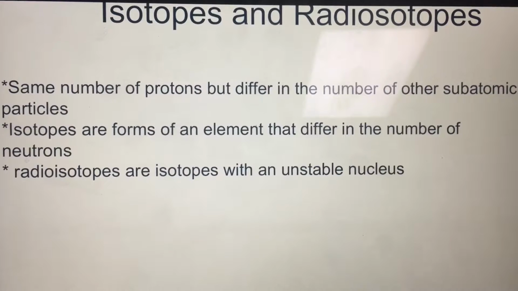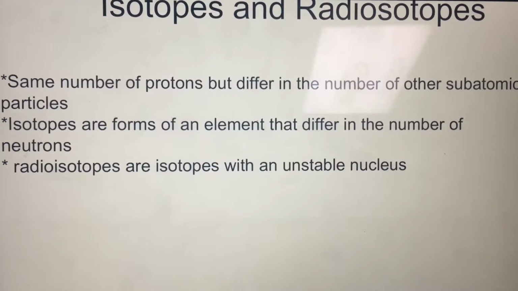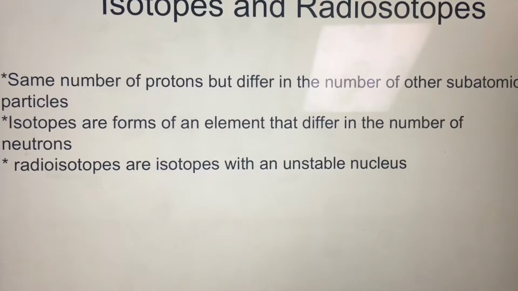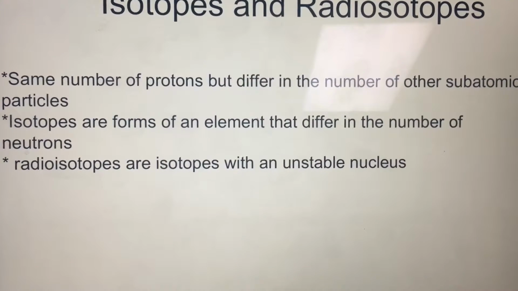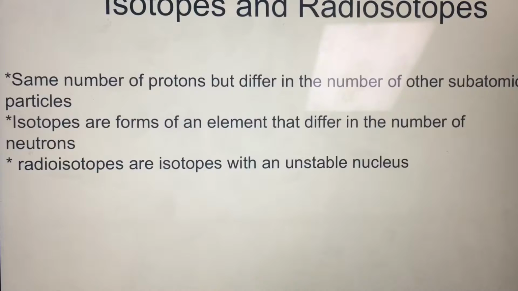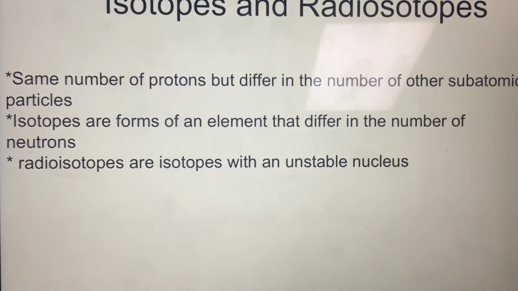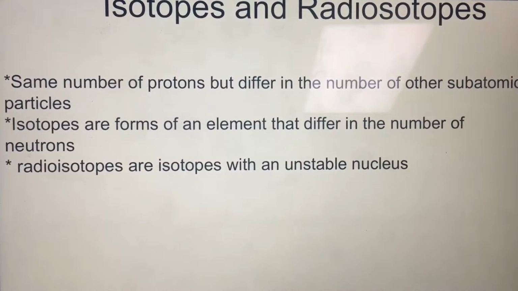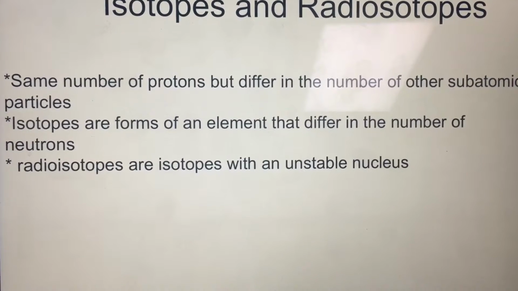Isotopes and radioisotopes. All atoms of an element have the same number of protons, but they can differ in the number of other subatomic particles. Isotopes are those that differ in the number of neutrons. The total number of neutrons and protons in the nucleus of an isotope is the mass number. Mass number is written as a superscript to the left of the element symbol.